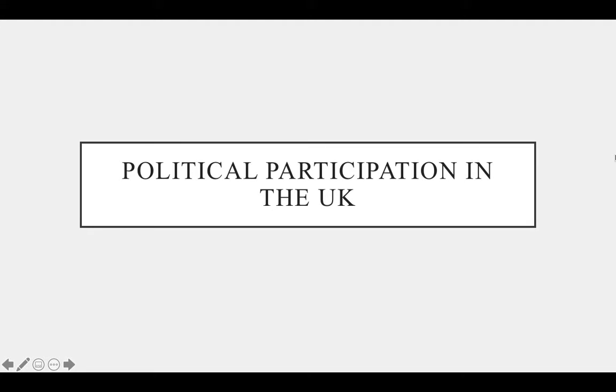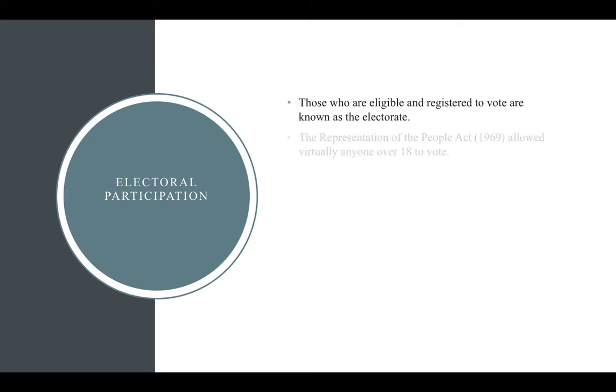So in this video, we're going to have a look at political participation in the UK. Now I'm going to have a look at the various different forms in which people can participate in their politics. So the first one is probably the most significant, and that is electoral participation. And those who are eligible and registered to vote are known as the electorate.